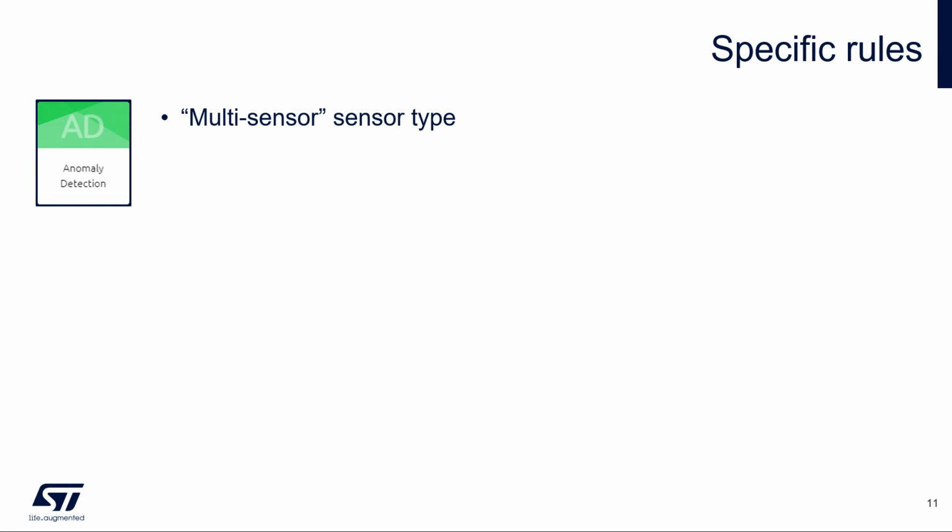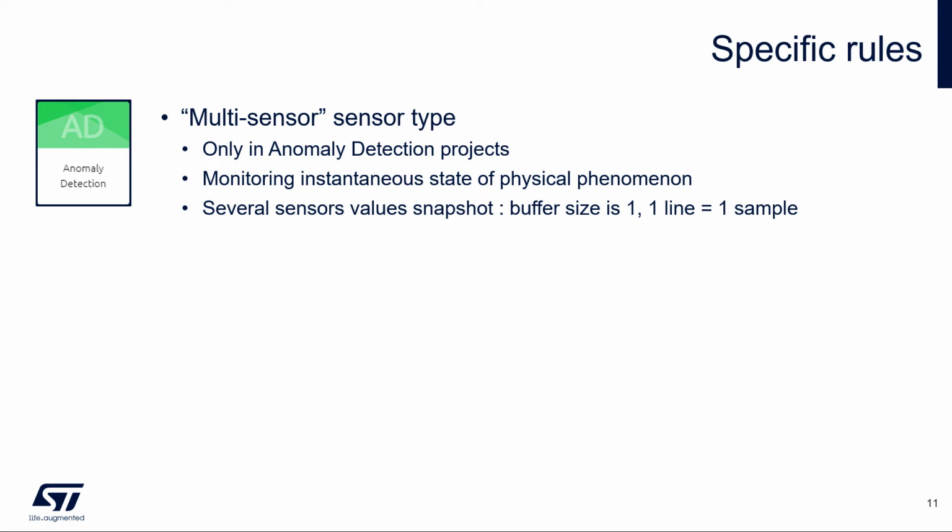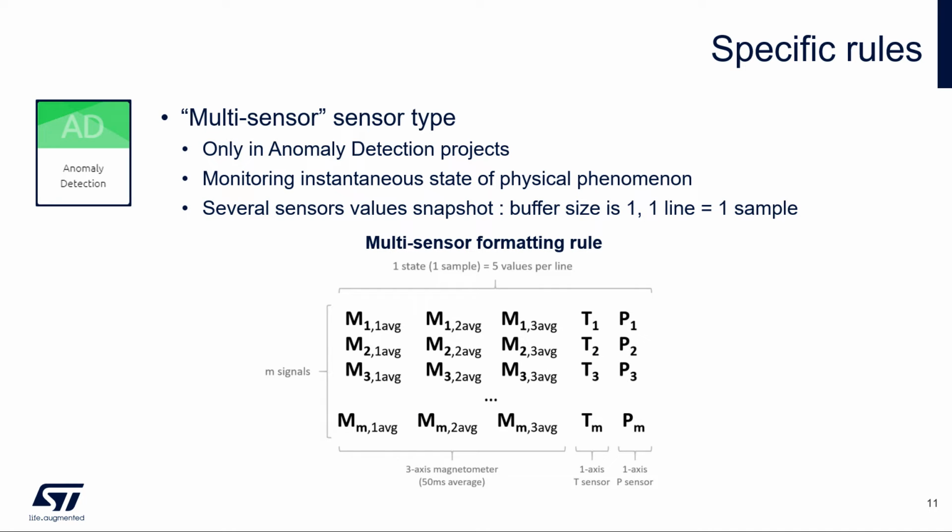The second exception to the general formatting rules is related to a very specific sensor type that can be selected with the NanoEdge AI Studio tool for anomaly detection projects. In a nutshell, this sensor requires that the input file only contains one sample per line. As it only concerns very few use cases, it is just mentioned here as a reference. For more information, please look at the documentation of the NanoEdge AI Studio on the wiki page.